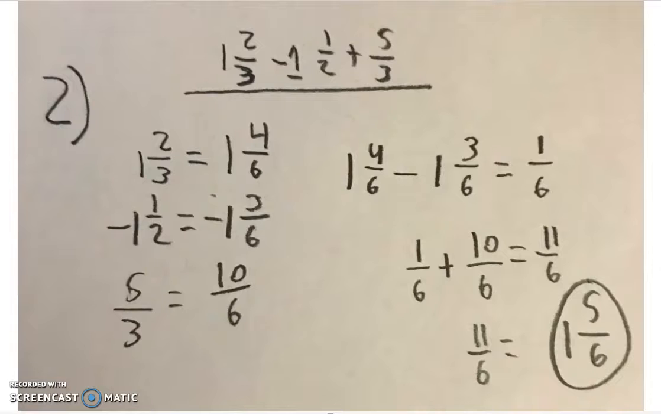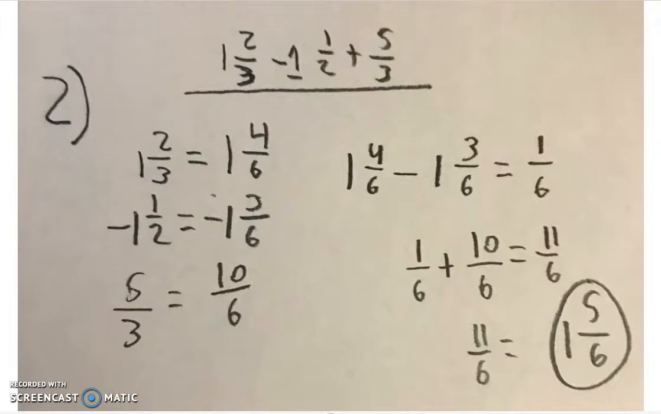First, I'm going to be starting off with number 2. The equation is 1 2/3 minus 1 1/2 plus 5/3. First of all, we want a common divisor, so we convert them all into mixed fractions with the divisor of 6.